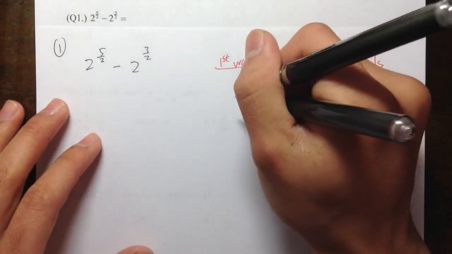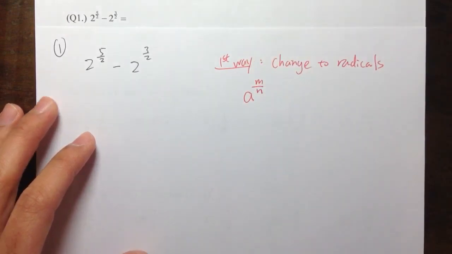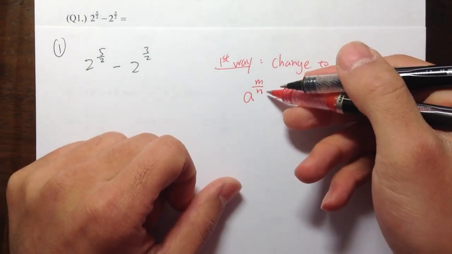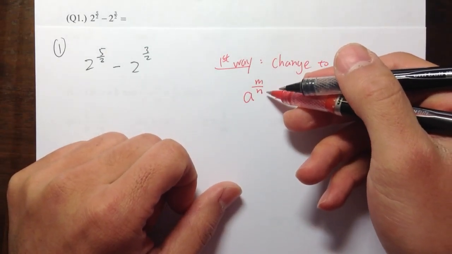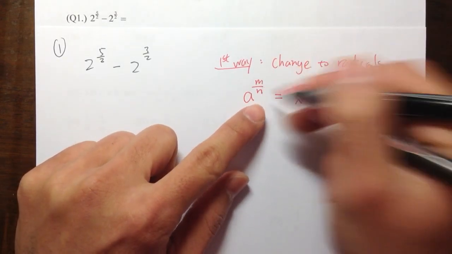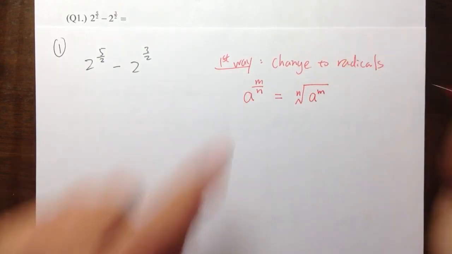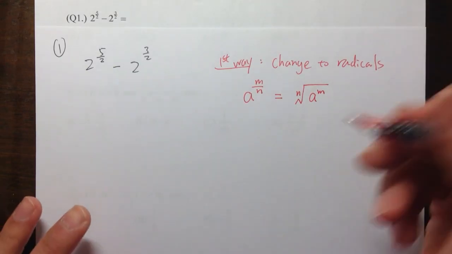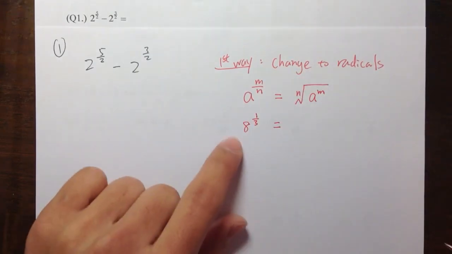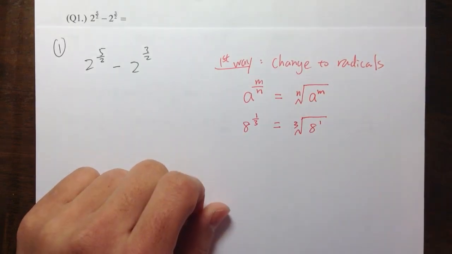What I mean by that is, when you have some number a raised to the m over n power, I can write this as, pay attention to the denominator first, the denominator of the exponent, the nth root. Since that's m over n, that's the nth root of a to the m power. Let me give you an example. If you have a raised to the 1 over 3, this is the same as the cube root of a to the first.